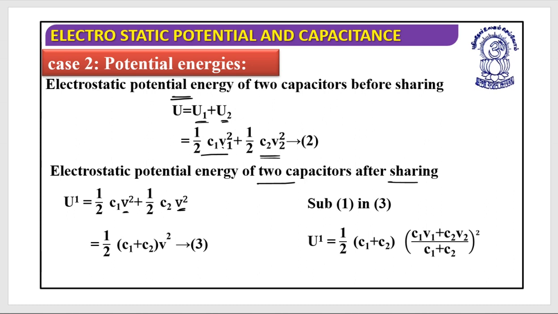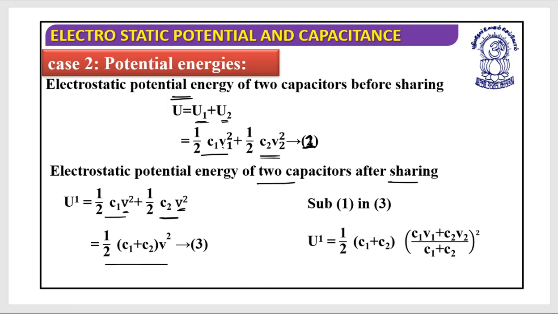So now the final energy of the first capacitor is half into C1 into V square, and the final energy of the second capacitor is half into C2 into V square. So in totality this is half into (C1 plus C2) into V square. Now if I want to find out the loss, this is relation number 1.